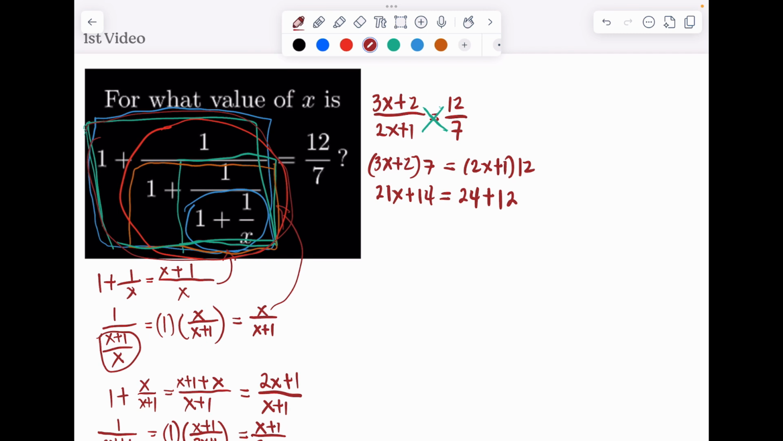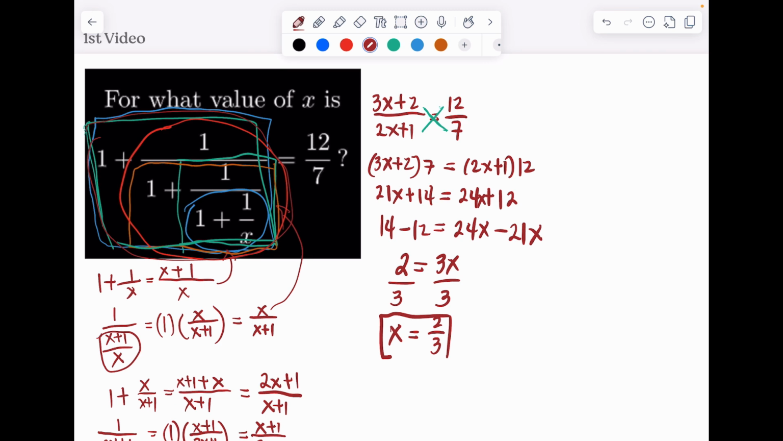And then we're going to combine everything that can be combined. So this will become 14 minus 12. And then this is 24x minus 21x. And then this will become 2. And this will become 3x. Then you divide both by 3. And then finally we'll be having x equals 2 over 3.